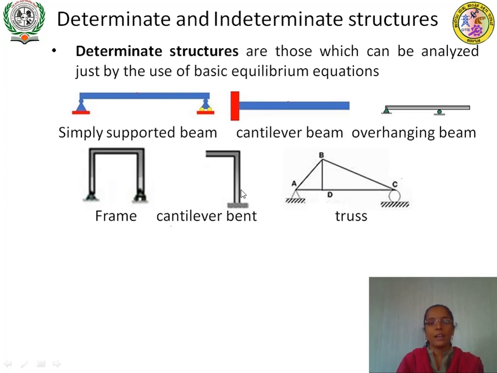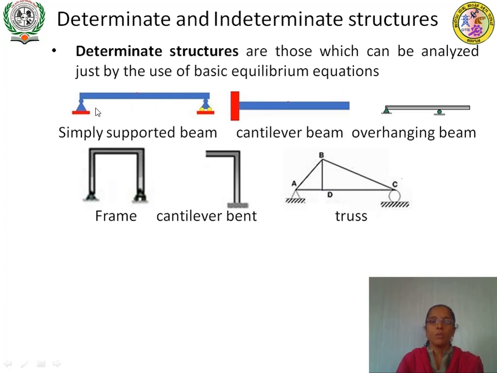And then a cantilever bent. Okay. So this is a cantilever bent. One end is fixed, other end is free. So again the unknowns are 3. So equations are 3. It becomes a determinate structure. And this is a truss. Okay. So one end is hinged, other is roller. Again the total number of reactions are 3. So this type of trusses are determinate structures.